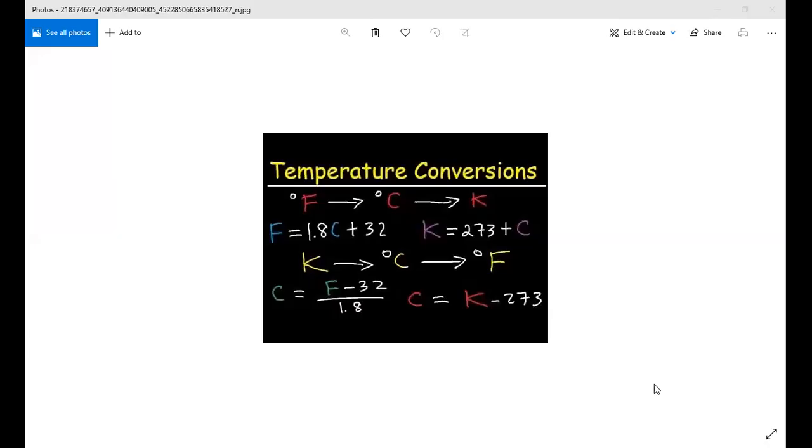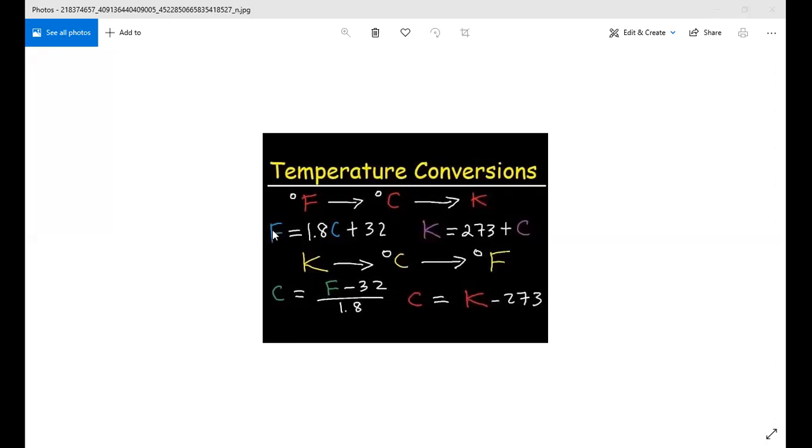But if you only know the values in degrees Celsius, it might be difficult for you to understand the question. So this picture here, I'm going to show you now. It will help you convert from degrees Celsius to Fahrenheit. So here you can convert from degrees Fahrenheit to degrees Celsius to Kelvin. To get Fahrenheit, it is 1.8 times the value in Celsius plus 32. That will give you Fahrenheit.